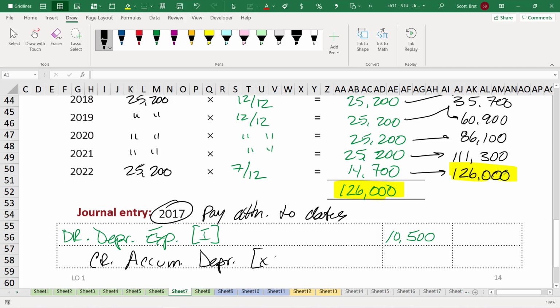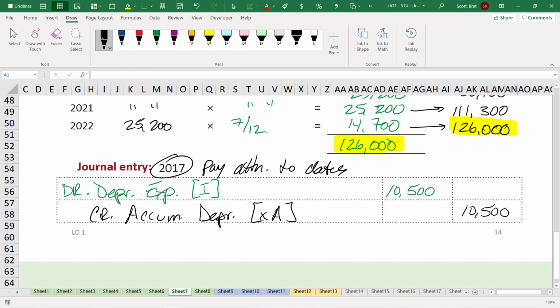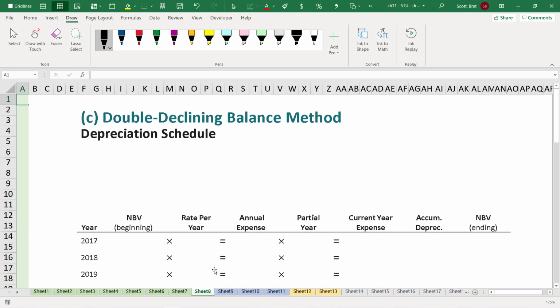The contra asset account for $10,500. And that's how we do the straight line method. Last but not least, our favorite, yours and mine, the double declining balance method.